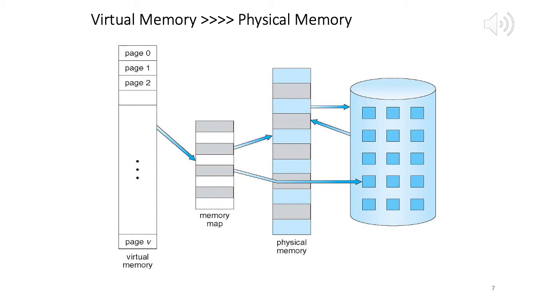Okay, so here we are on slide 7, and we see a picture which is trying to compare the sizes of virtual memory and physical memory. In general what we see is that virtual memory is much larger than physical memory, right? So on the left we see a virtual memory with a number of pages.